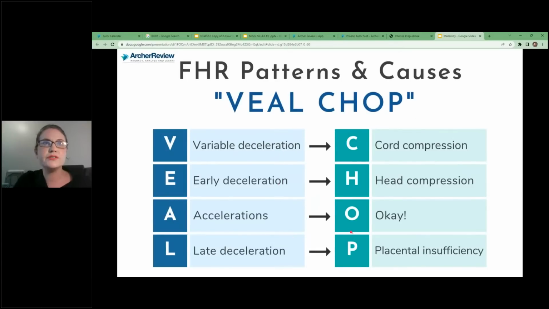And to remember these, you want to remember VEAL CHOP. Anytime you have fetal heart rate monitoring on your little cheat sheet, I recommend you write this down just to remind yourself. VEAL lines up with CHOP. So V, variable, lines up with C, cord compression. E, early decelerations, stand for H, head compression. Those are okay. A, accelerations are always okay. We like to see those. And then L, late decelerations, mean placental insufficiency. Those aren't so good either.